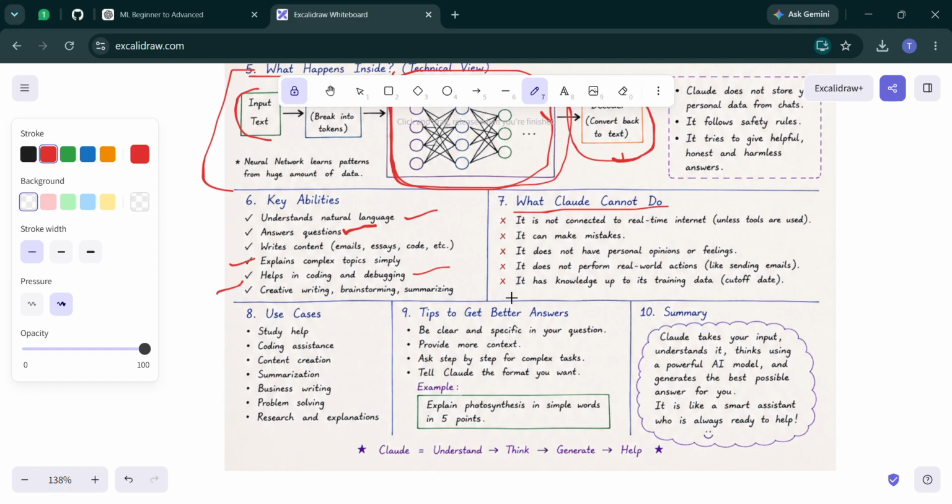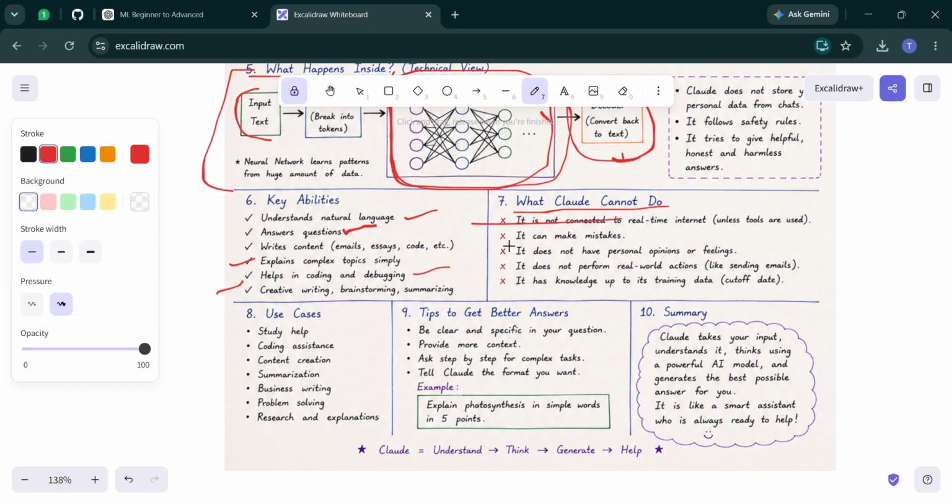Now, what Claude cannot do. Claude is powerful, but it also has some limitations. Sometimes it gives incorrect information, so always verify important facts. Claude does not have personal feelings and does not think like a human; it predicts the next word based on patterns. Unless connected to external tools, Claude cannot access live internet information, since it is not connected to the real-time internet.